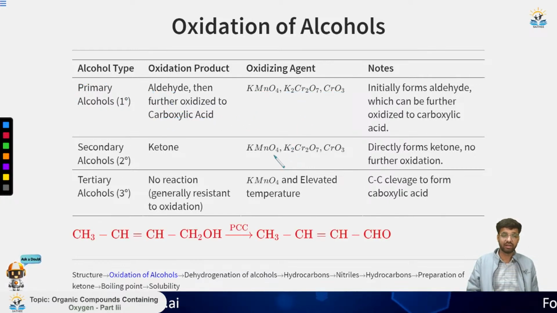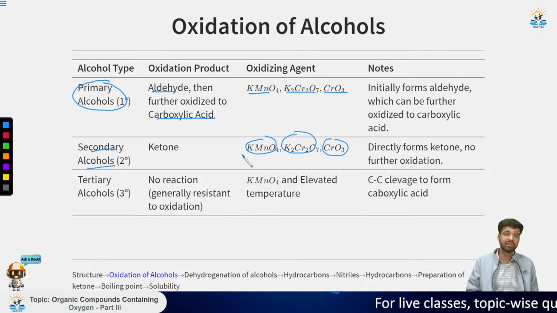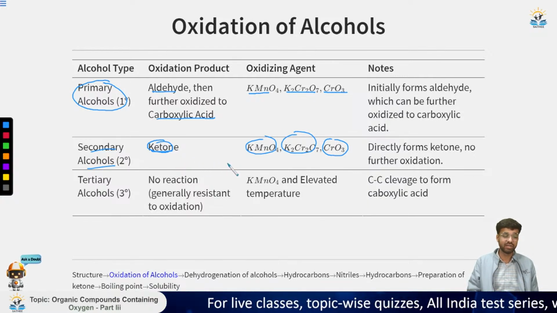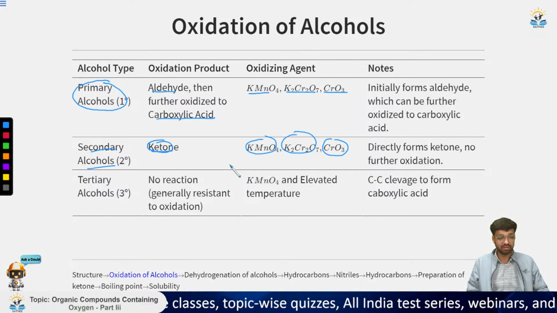Then if you have a secondary alcohol, we can oxidize this using KMnO4, K2Cr2O7 and CrO3 to ketone. Now it will not be further oxidized to carboxylic acid because it requires the breaking of a C-C bond, which is very difficult for any oxidizing agent. Of course, it can happen. The next example is of that only.